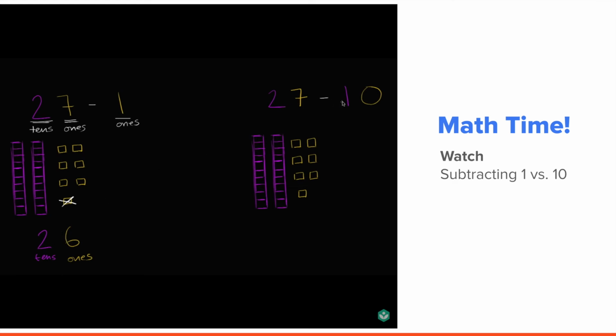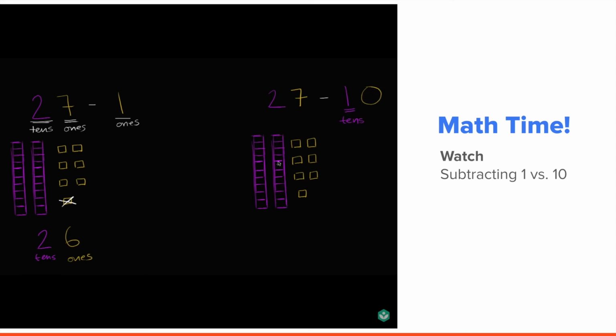Now let's think about 27 minus 10. So once again, this is 27, 2 tens, and 7 ones. And now we're not going to take away any ones, but we're going to take away 1 ten. Let's just remind ourselves, a 10 is literally 1 ten. I know that sounds like I'm saying the same thing over and over again, but I really want you to appreciate the place value. This is the tens place, and I have a 1 there. So I'm going to take away 1 ten and 0 ones.